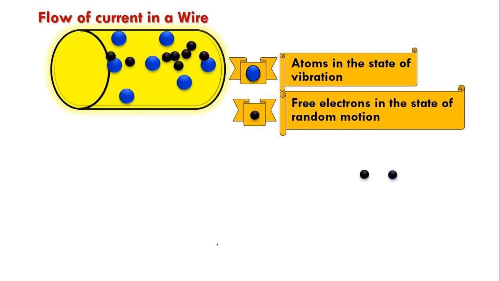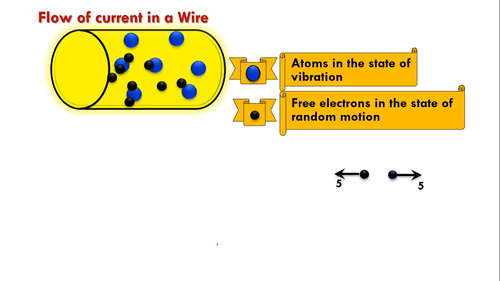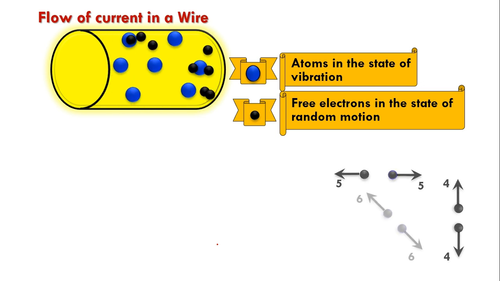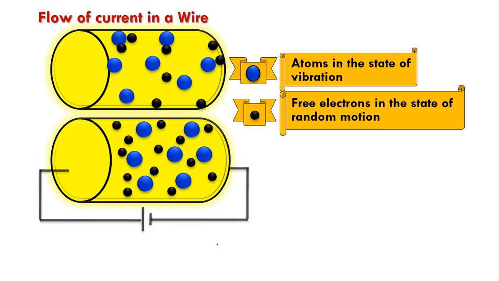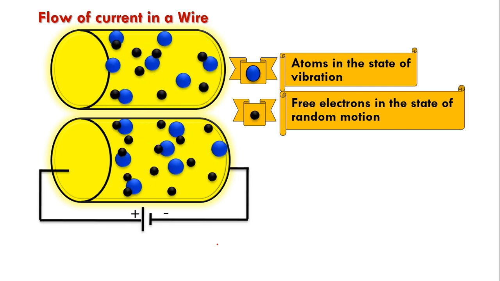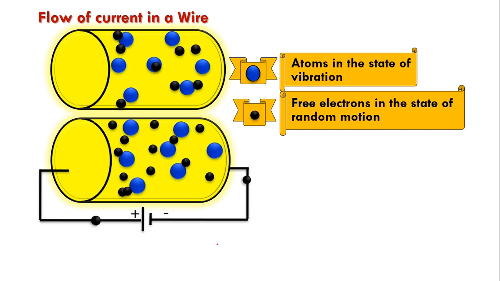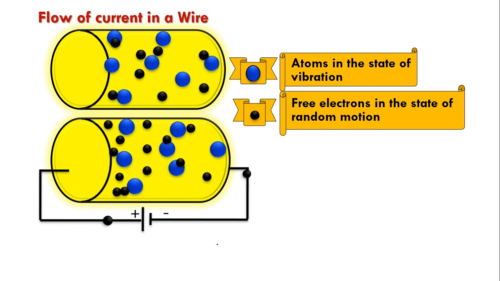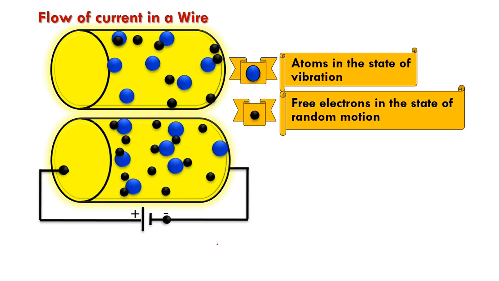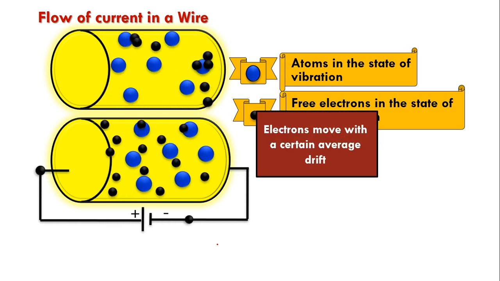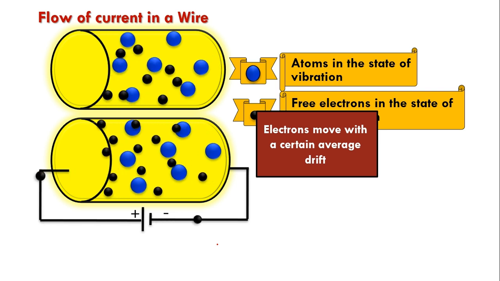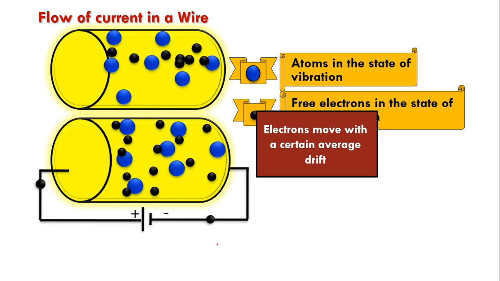Once the charge flows from one place to another, initially the electrons are in random positions like this. Once charge flows, when it is connected to a battery, look at how the electrons flow in a proper channel. Is it right? They are moving in a steady state now. So electrons move with a certain average drift, that is nothing but drift velocity or drift speed.